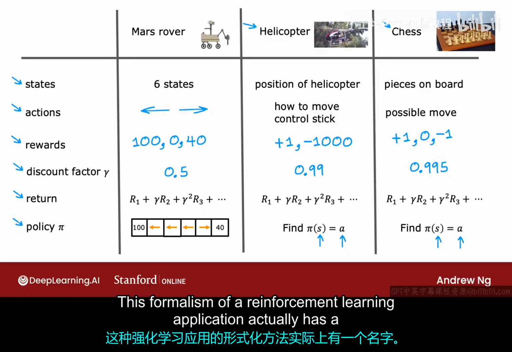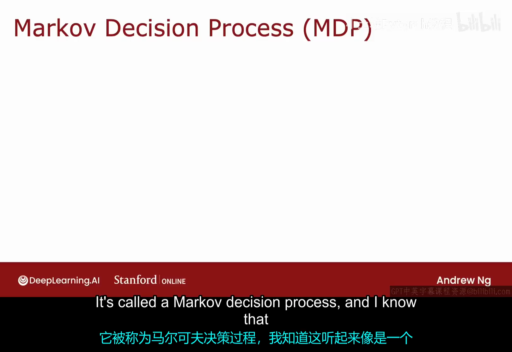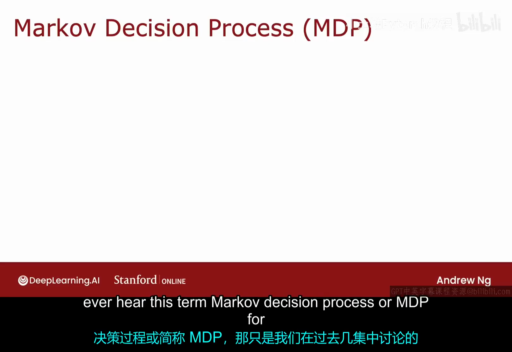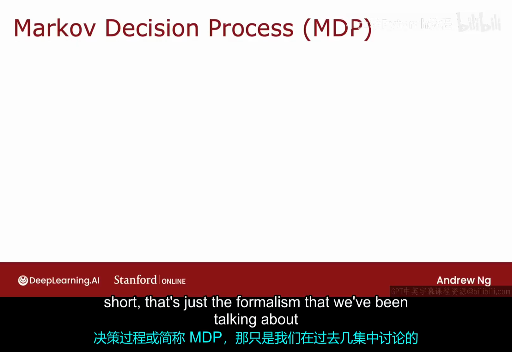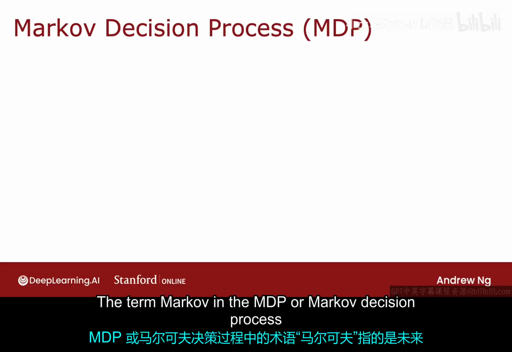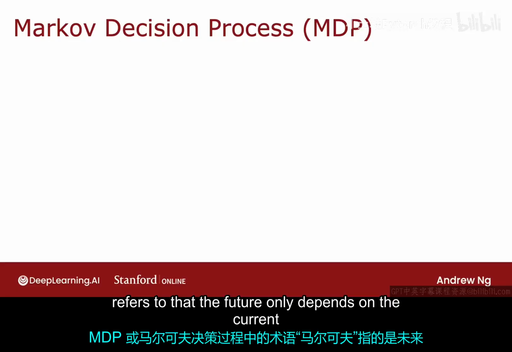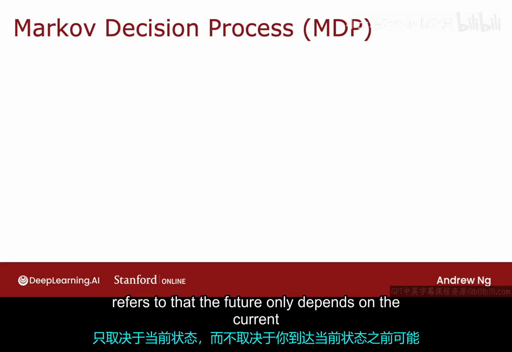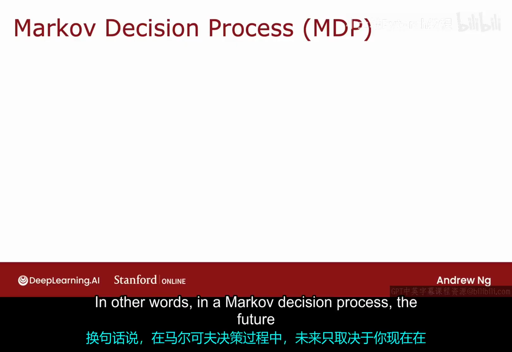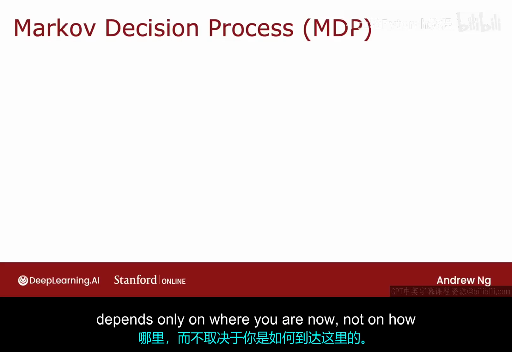This formalism of a reinforcement learning application actually has a name. It's called a Markov decision process. And I know that sounds like a big technical, complicated term, but if you ever hear this term Markov decision process, or MDP for short, that's just the formalism that we've been talking about in the last few videos. The term Markov in the MDP or Markov decision process refers to that the future only depends on the current state and not on anything that might have occurred prior to your getting to the current state. In other words, in a Markov decision process, the future depends only on where you are now, not on how you got here.